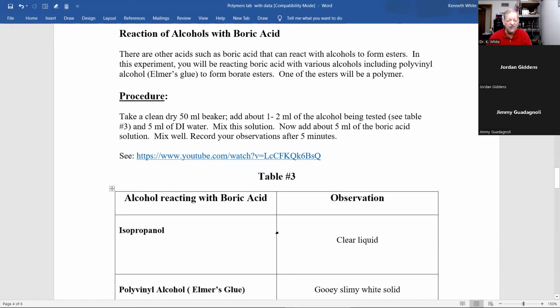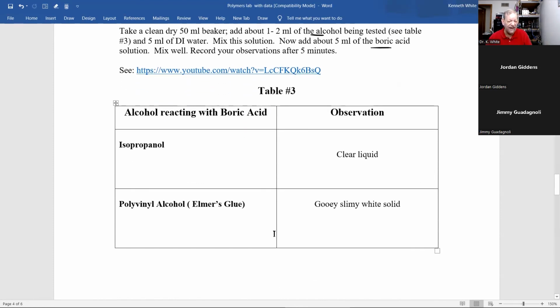Now, what I have you do in this one is, in a clean beaker, put some of the alcohol, and then add a little water, and then add the boric acid solution. Now, in one, I have isopropanol or isopropyl alcohol. And that's your alcohol. The other one, we use polyvinyl alcohol, known as Elmer's glue.